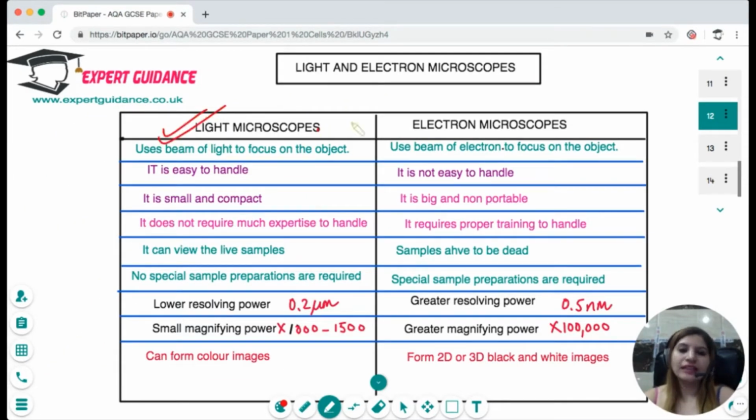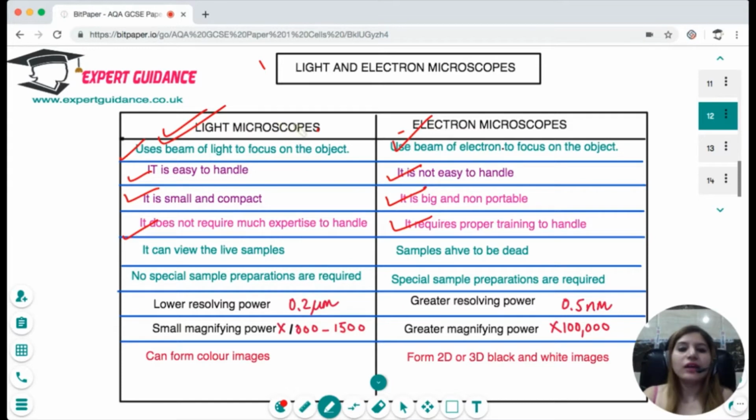Okay, so now there are two types of microscope. First, we have the light microscopes. These are the microscopes which you see in your school laboratory. They are easy to handle, small and compact, do not require much expertise to handle, and they just have either a mirror at the bottom or a bulb, as they use a beam of light to focus on the object. Whereas the electron microscope is not easy to handle, it is big and non-portable, requires proper training, and uses a beam of electrons to focus on the object.